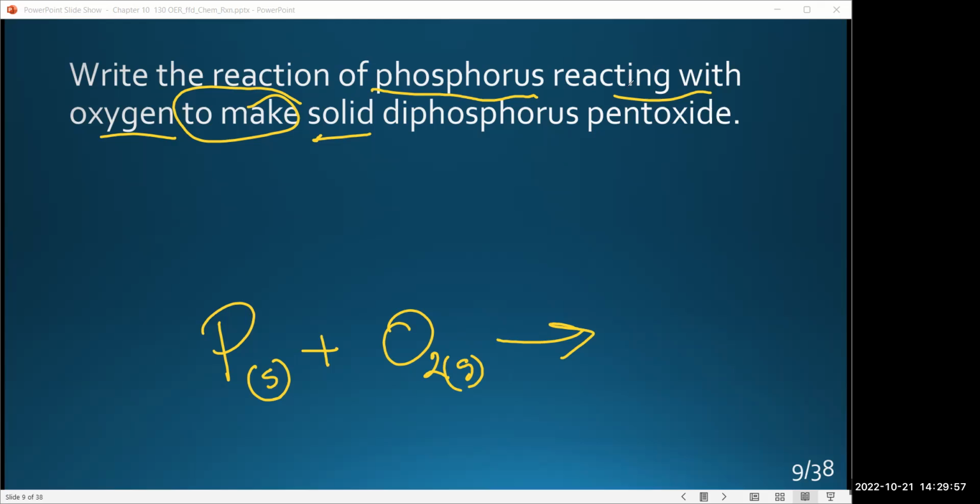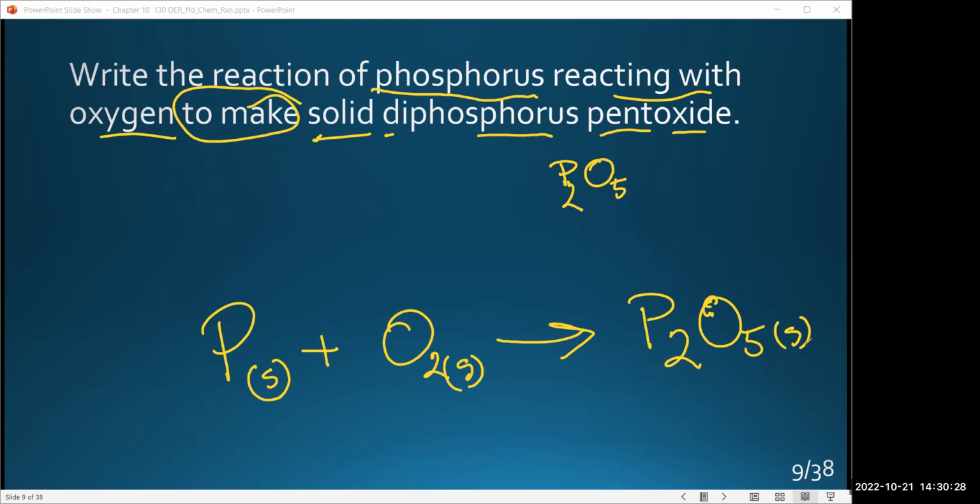Remember these in the nomenclature chapter? We're given a name. Now write the formula. Write down the base formula first. We got phosphorus and oxygen, and then come back and do the prefixes. Pent is 5, and di is 2 phosphorus. So we have P2O5, excuse me, plus it's a solid.